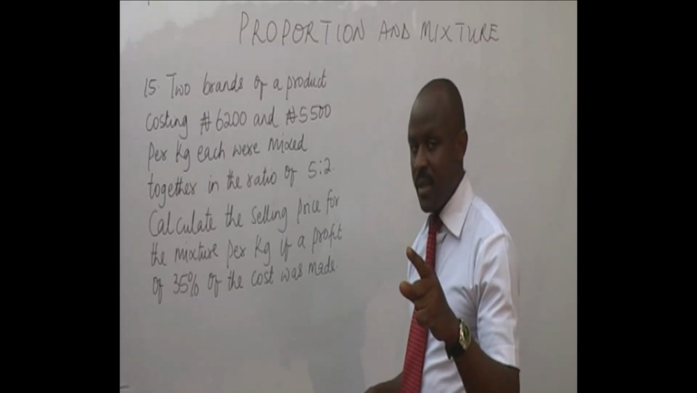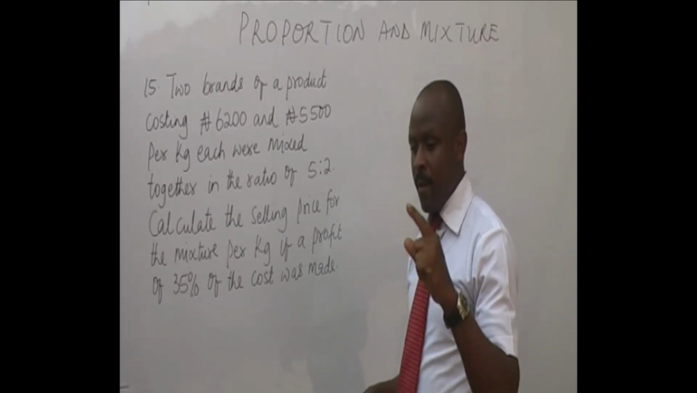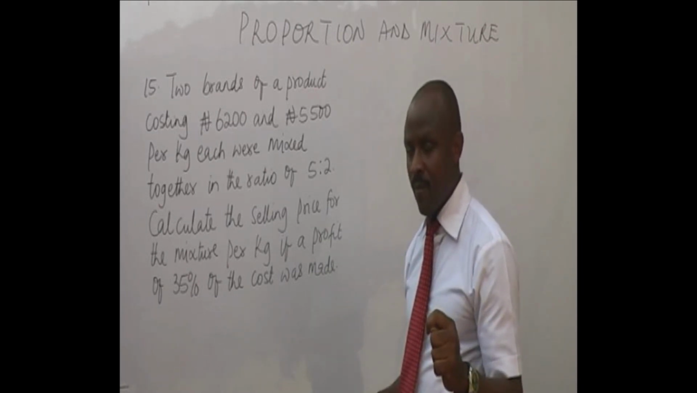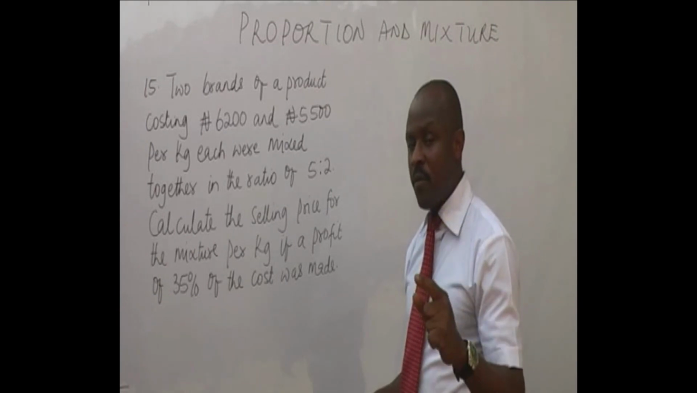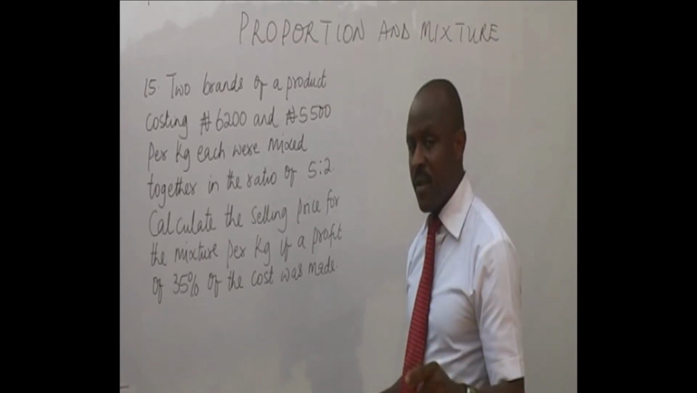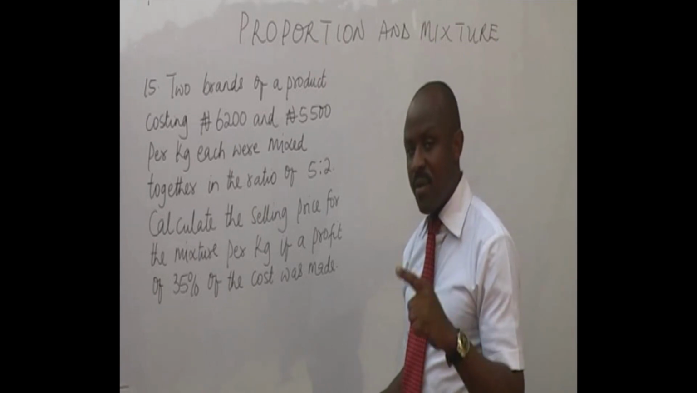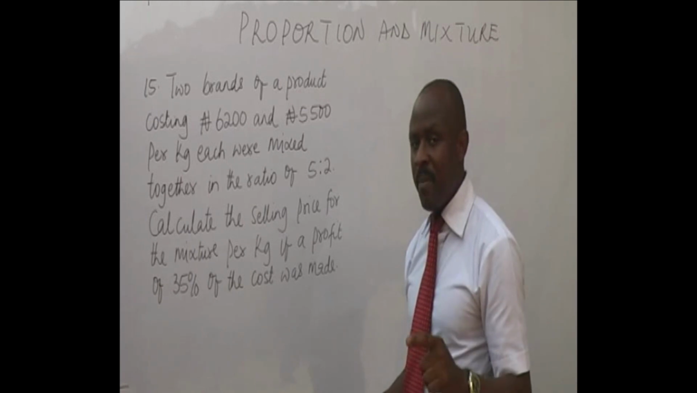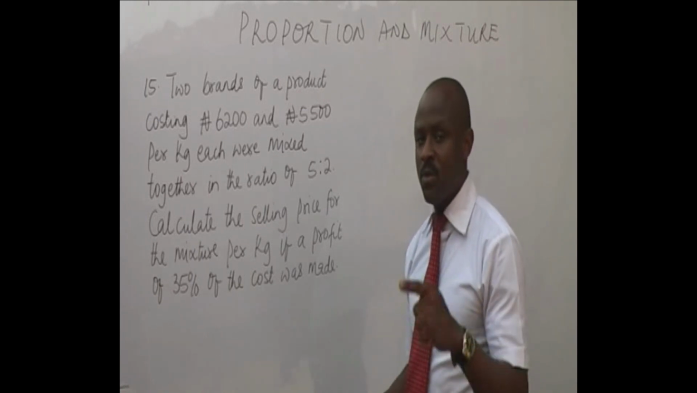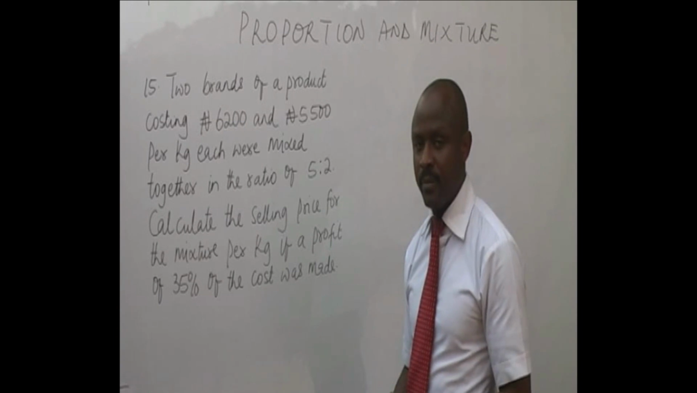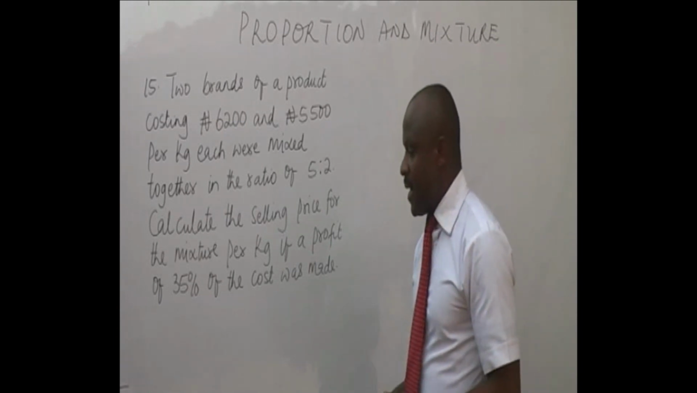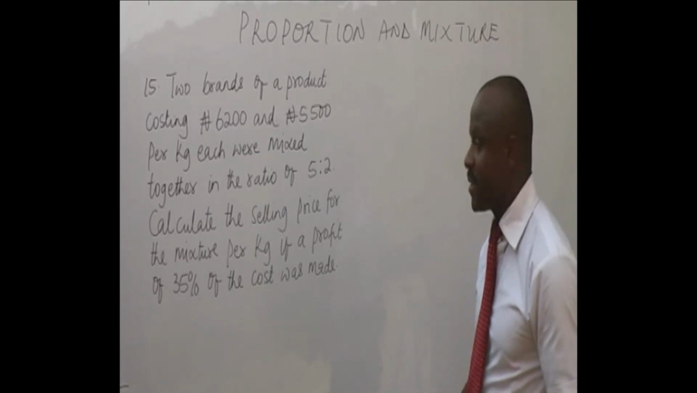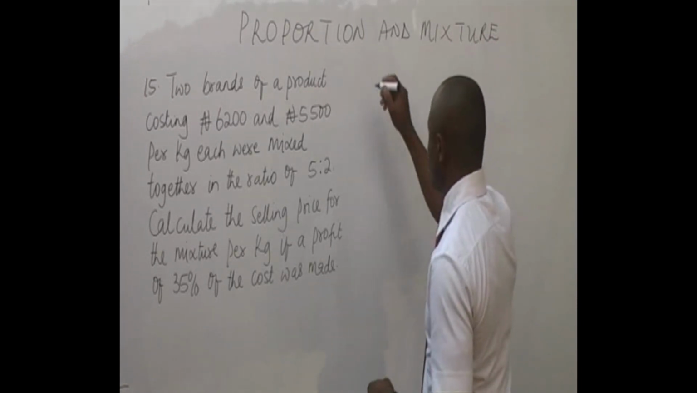Profit is selling price minus cost price. Profit, percentage profit, is selling price minus cost price divided by cost price times 100 over 1. Now, what is our selling price? What is our cost price? So let's first of all calculate cost price.